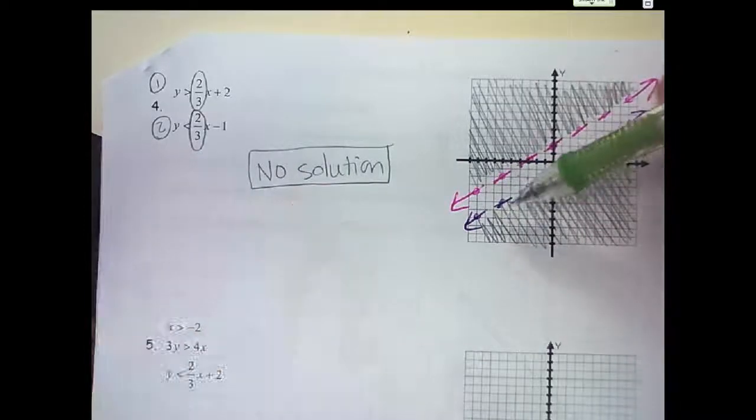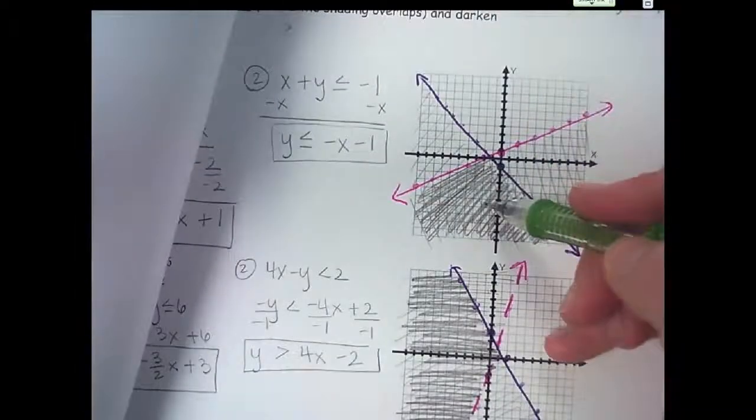Yeah. You don't have to write all the numbers. It's just like any of these where we just darken it. That's all I would do. Just darken it.